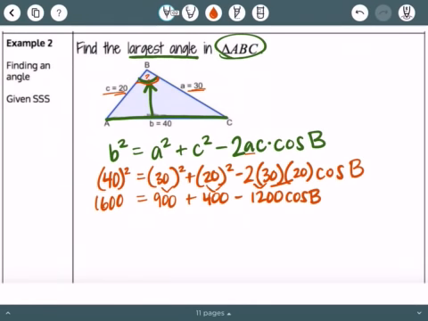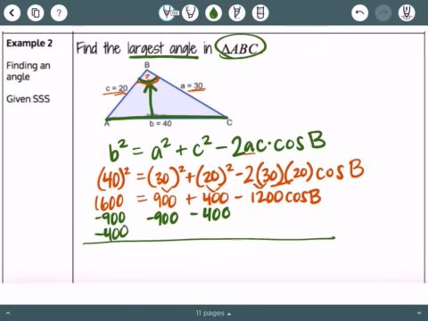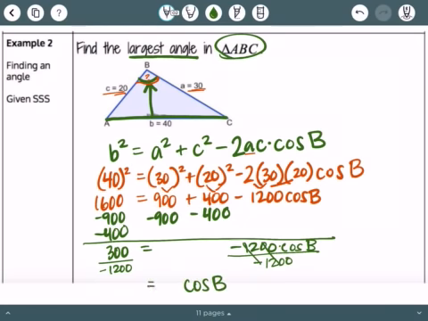right? So I'm going to start to move some pieces around. I'm going to take my 900 and move it away. I'm going to take my 400 and move it away as well. Right? So what I do to one side, I have to do to the other. That's going to leave me with 300 equals negative 1200 times cosine B. I know that this is multiplication. The opposite of multiplication is division. So I'm going to divide by my negative 1200. It's going to leave me with cosine B equals negative 0.25.